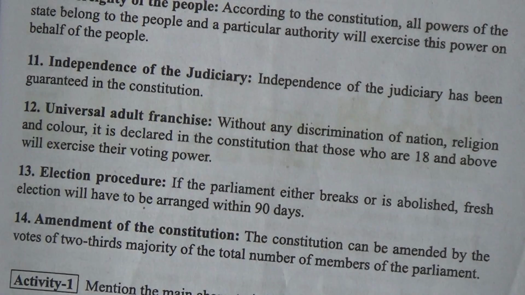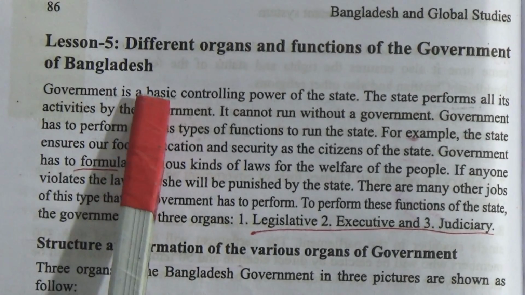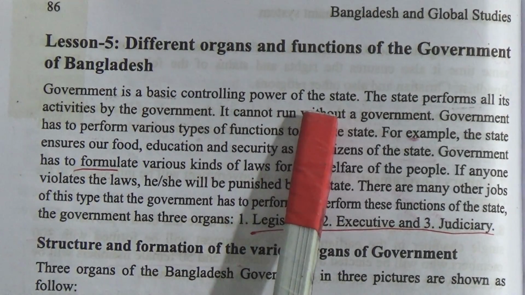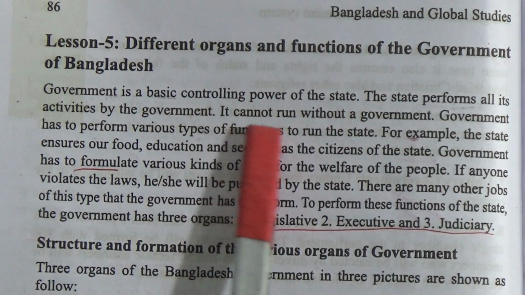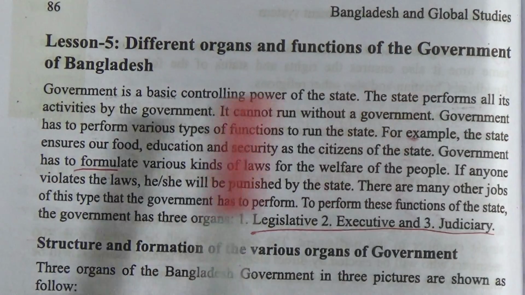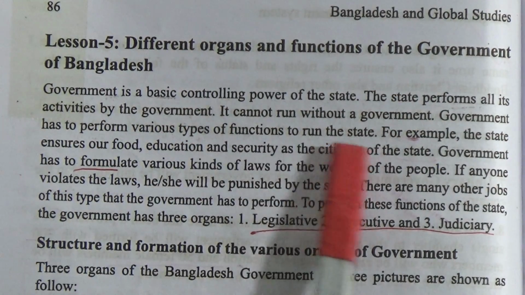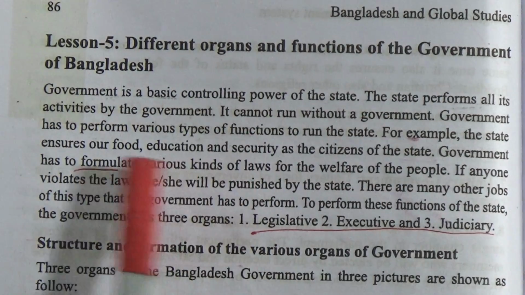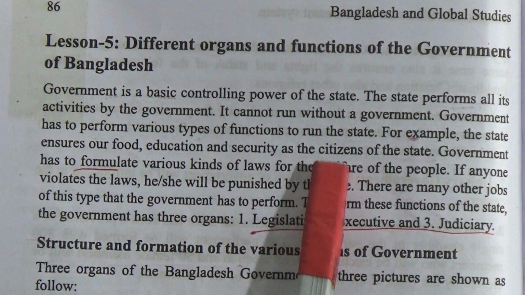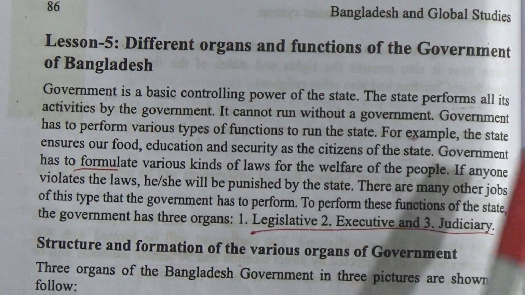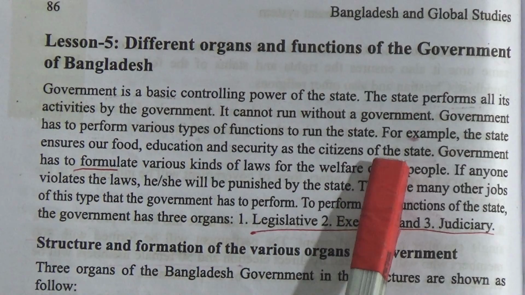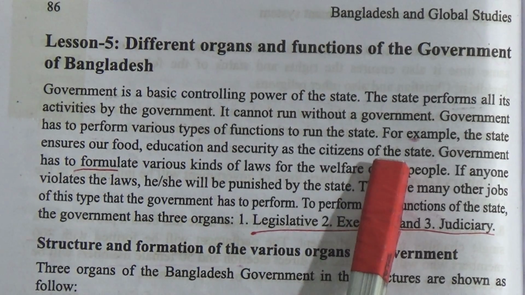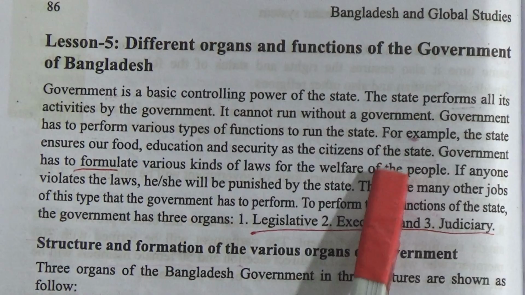Now students, come to lesson 5, different organs and functions of the government of Bangladesh. Government is a basic controlling power of the state. The state performs all its activities through the government. It cannot run without the government. Government has to perform various types of functions to run the state. For example, the state ensures our food, education, and security as citizens. We have our basic rights, and our government ensures all these rights like education, health, food, accommodation, and security.